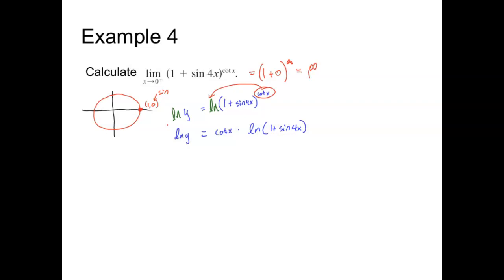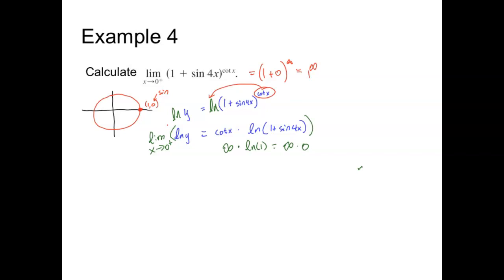All right, so now I want to be clear. If I take the limit as x goes to 0 at this point, cotangent is still going to infinity. Sine of 0 is still 0, so I would have natural log of 1, which is 0. So now I have that indeterminate product that I want, of type infinity times 0.